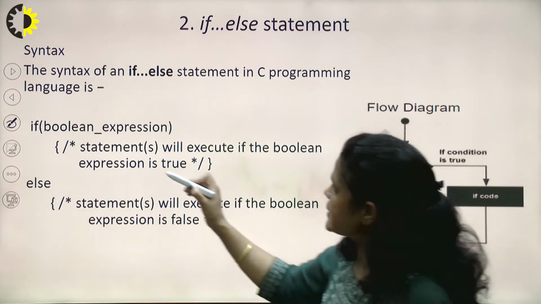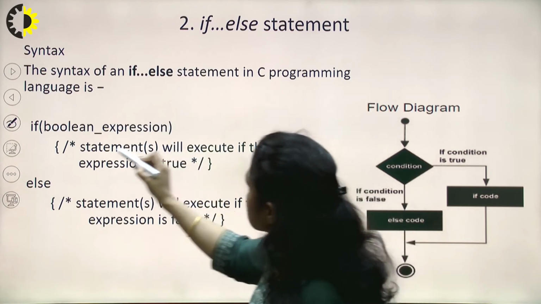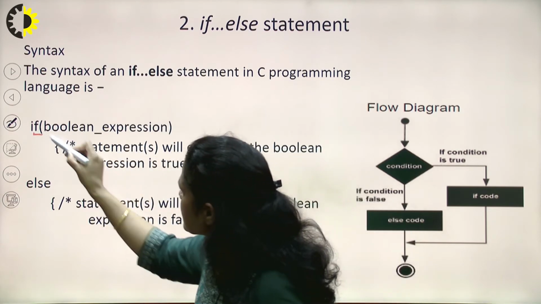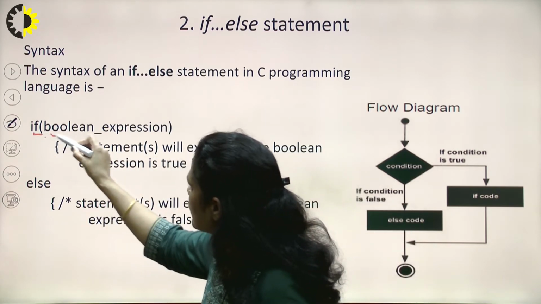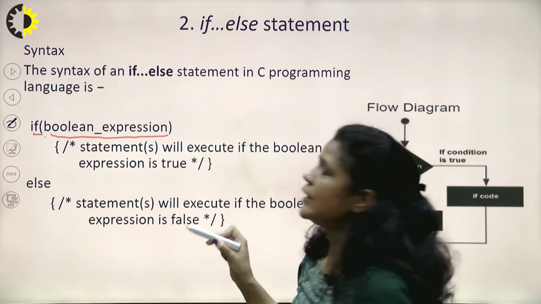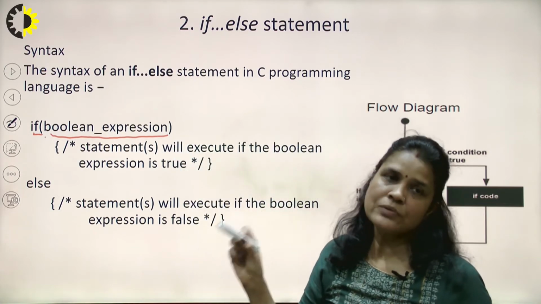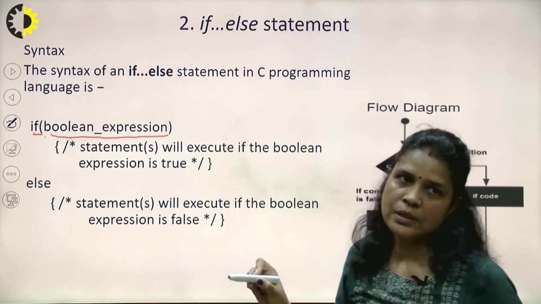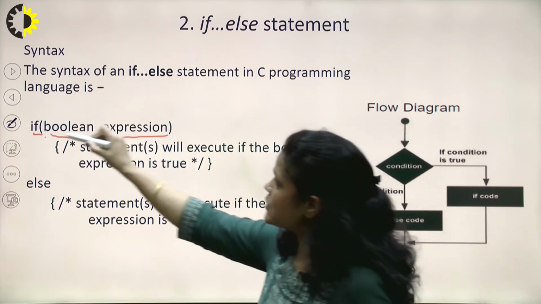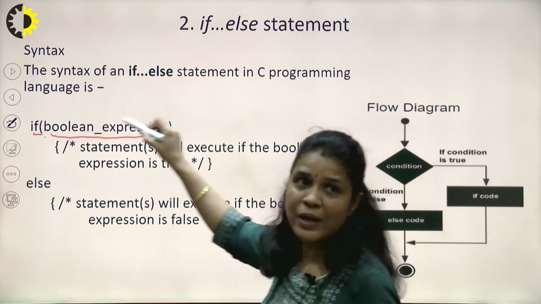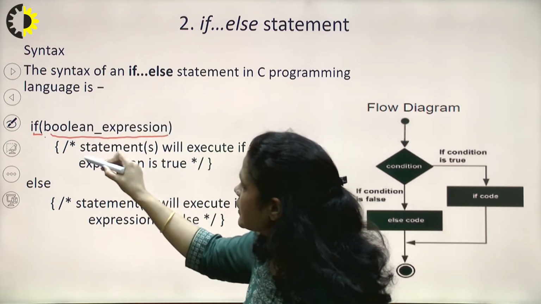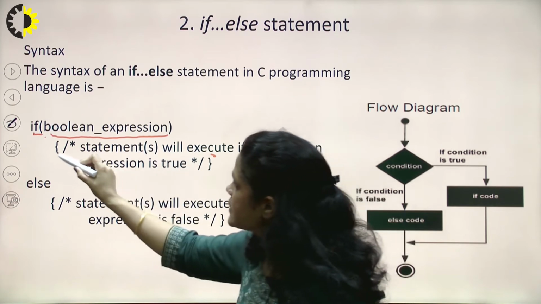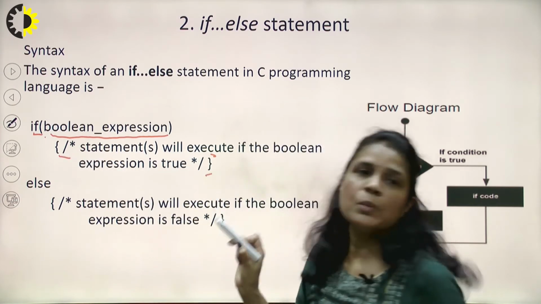Here we can see the syntax. For the syntax, what will we write? We will write this if, and then in the small bracket we will write the expression which will give the Boolean result, true or false. If the expression inside this bracket is true, then only the associated statements written inside these curly braces will be executed.